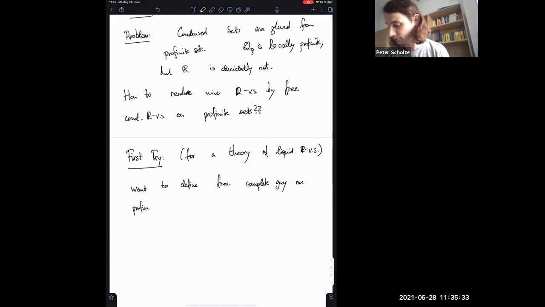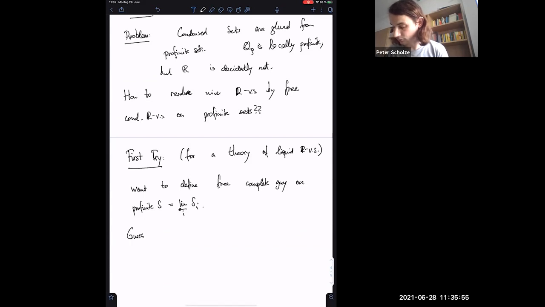Finite set S or an extremely disconnected one. It turns out that usually in practice, you can always define everything for profinite sets already, not just for the extremely disconnected ones, even if they do play an important technical role.